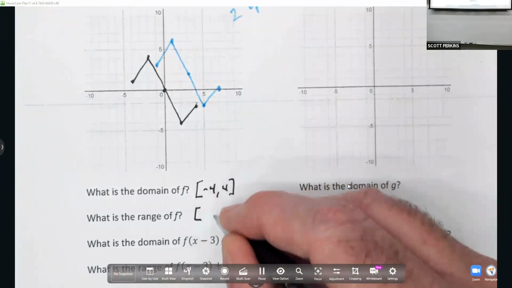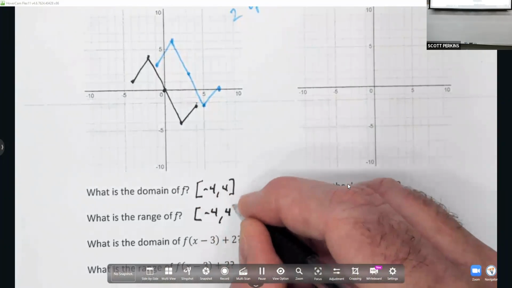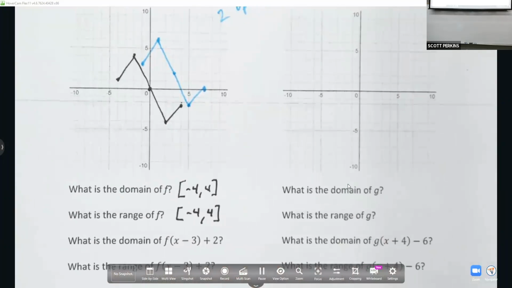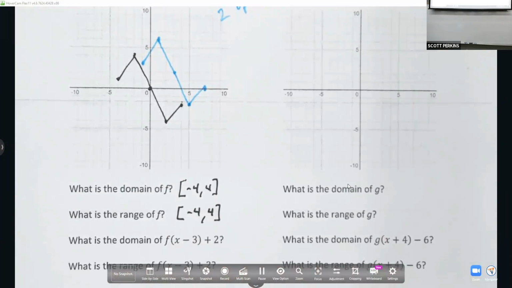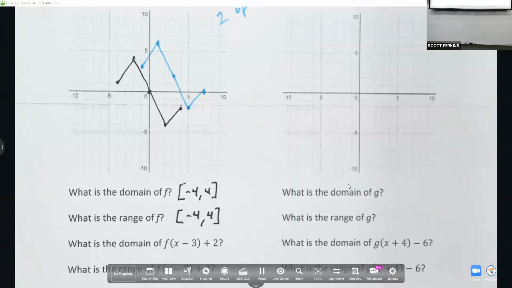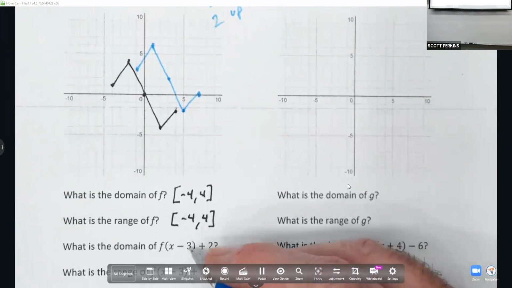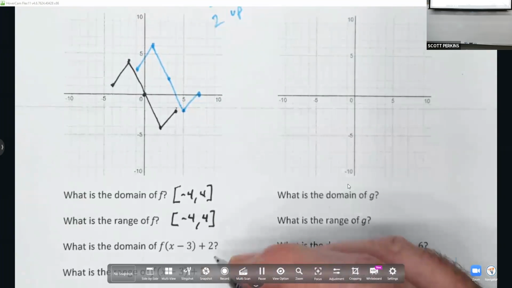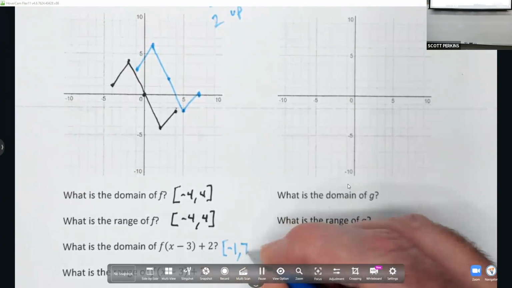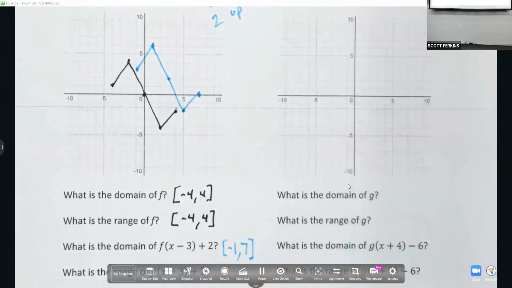I'm filling in the domain and the range of f that we had before, just translating that over from previous times. And then if you want to look at the graph to get the domain and the range of the new one, that's fine. Or if you just want to know that since we took the graph right 3, then what that means is I'm going to add 3 to the domain. So I'm going to get -1 to 7, which agrees with my graph.